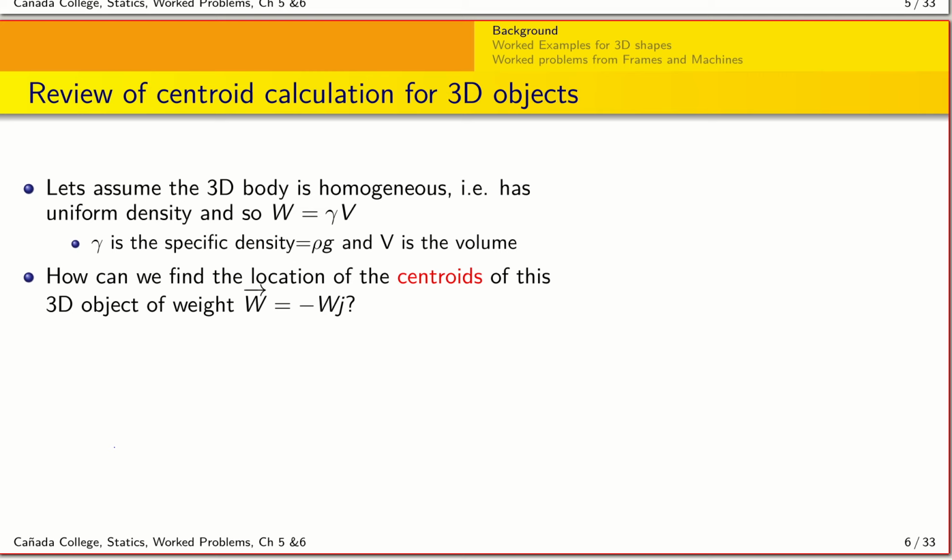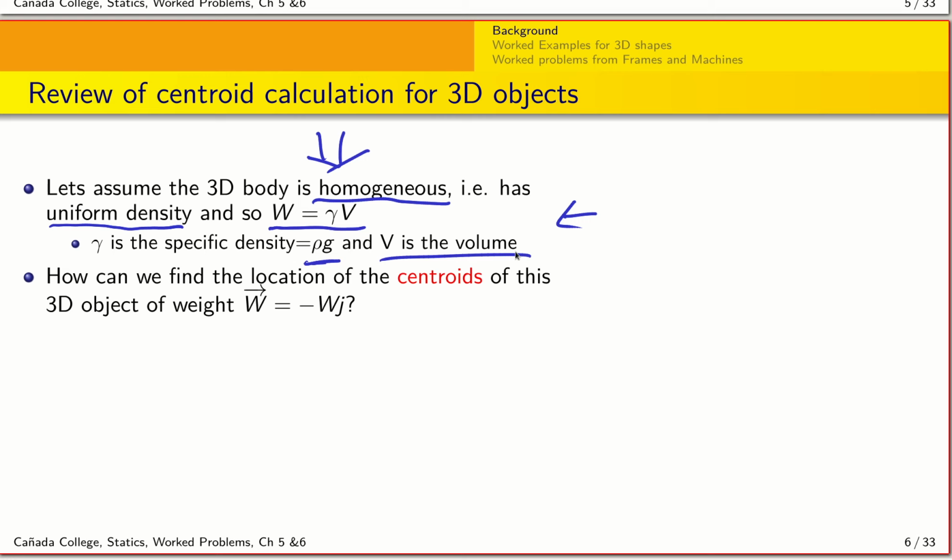Now, the center of gravity of course involves the weight. What we have also talked about is the centroid, and the centroid is a similar concept to that of the center of gravity, and it comes about by looking at a body which is homogeneous, right? That means throughout the body you have uniform density, and in that case I can write down my weight as being given by this product of gamma times v, where gamma is the specific weight, rho g, right? And v is the volume.